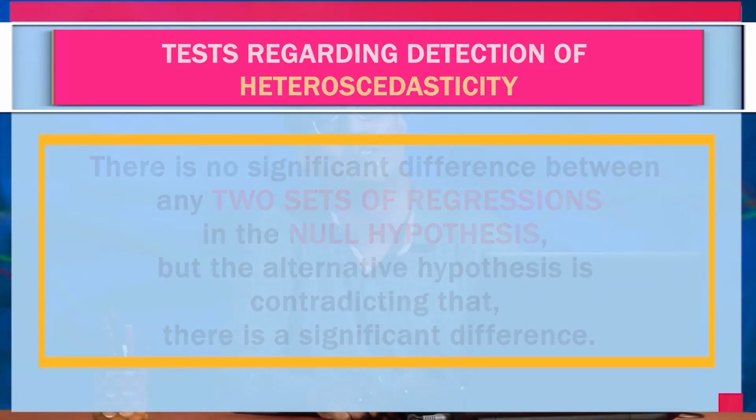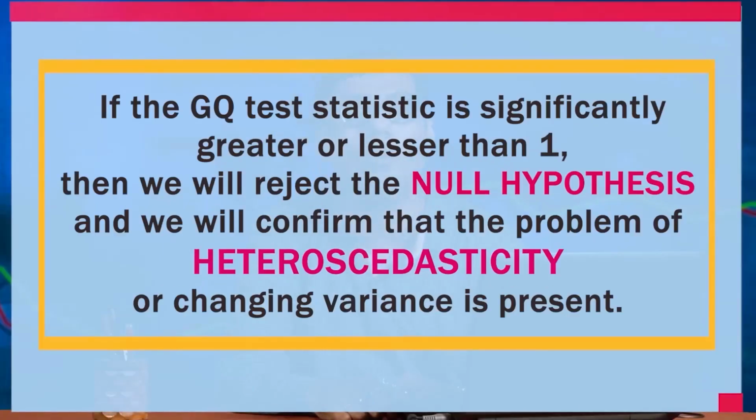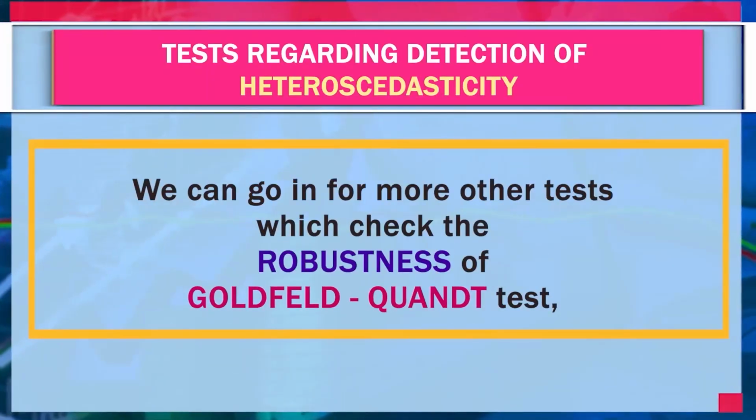So in terms of the statistical values, after the test is conducted, if the GQ test statistic is significantly greater or lesser than 1, then we will reject the null hypothesis and we will confirm that the problem of heteroscedasticity or changing variance is present. And thereby the Goldfeld-Quant test is the most popular and more convenient way to actually detect the problem of heteroscedasticity under inferential testing. Similarly, we can go in for other tests to check the robustness of the Goldfeld-Quant test.